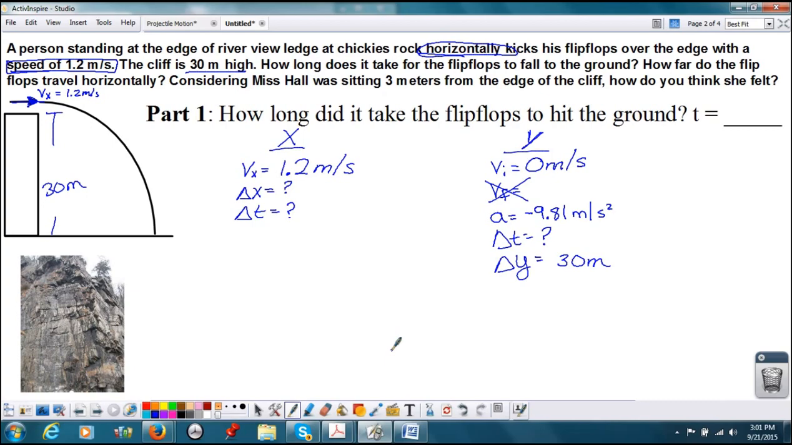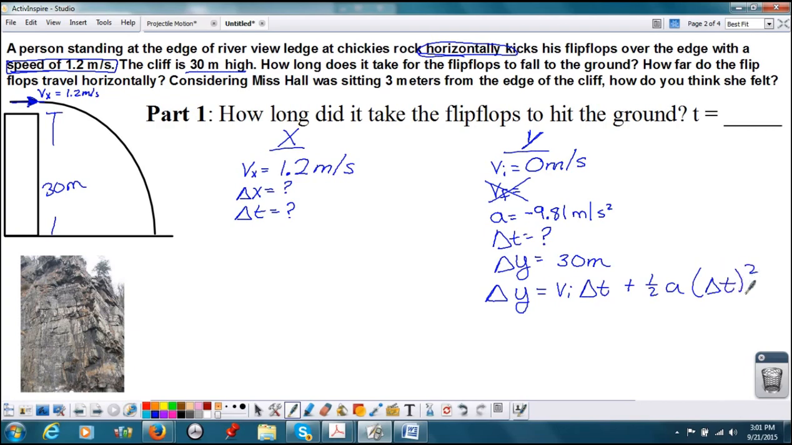Now I'm going to look at my equation sheet for an equation that has initial velocity, acceleration, time, and the vertical displacement. And I find this equation: delta y equals the initial velocity times the change in time plus 1/2 the acceleration times the change in time squared.